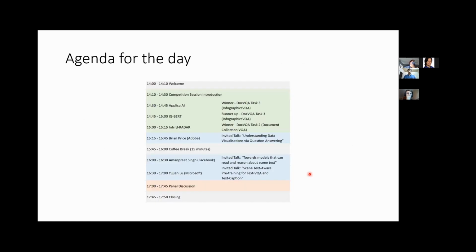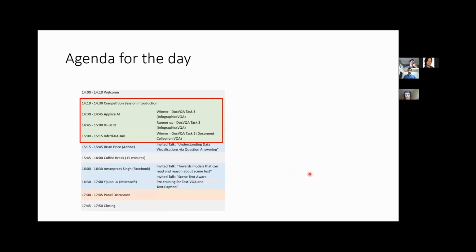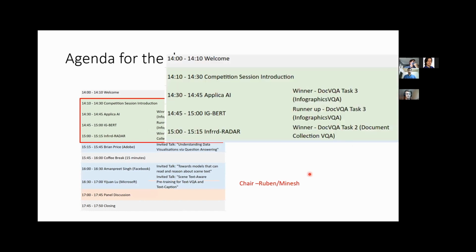Now, let me quickly walk you through the agenda for the day. The program is organized into 3 sessions. The first session is related to the DocVQA challenge. Then we have invited talks and a panel discussion. Ruben will introduce the DocVQA tasks that were part of this year's DocVQA long-term challenge. A summary of submissions and analysis of the results will be presented by Ruben. Followed by Ruben's introduction are presentations from the winners of different tasks.